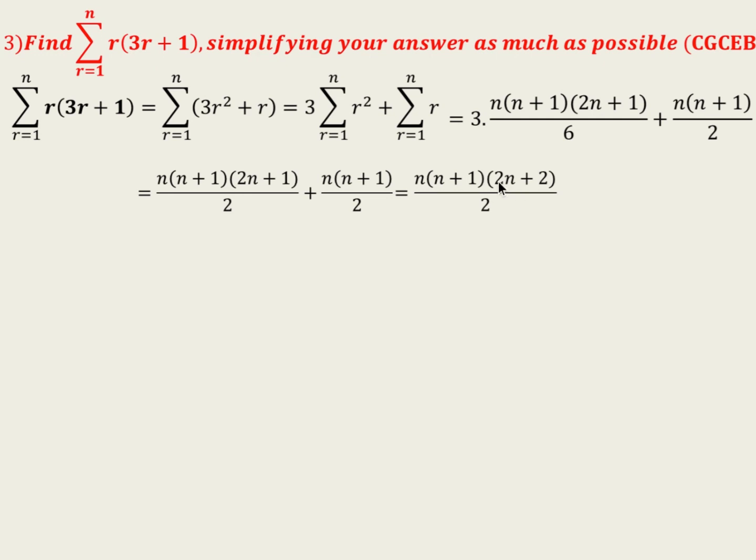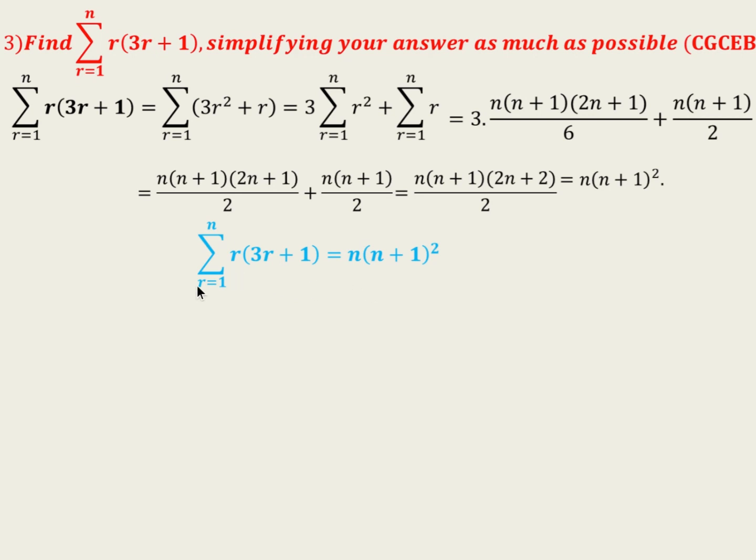And we can see that 2 is common in this last factor, which we can factorize, and it will cancel with the 2 at the denominator, so that we get n into n plus 1 all squared as the nth partial sum of that series. So we can conclude that summation from r equals 1 to n of r into 3r plus 1 equals n into n plus 1 all squared. And we can actually verify that this is true.